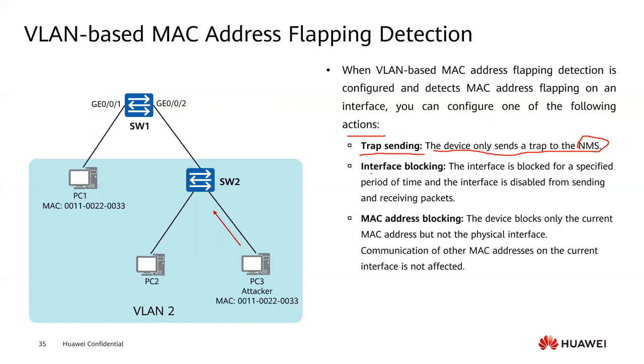And another action is interface blocking. It means the interface will be blocked for a specific period of time, and the interface is disabled from sending and receiving packets. Another action is MAC address blocking. It means the device blocks only the current MAC address, but not the physical interface. So the communication of other MAC addresses on the current interface will not be affected.